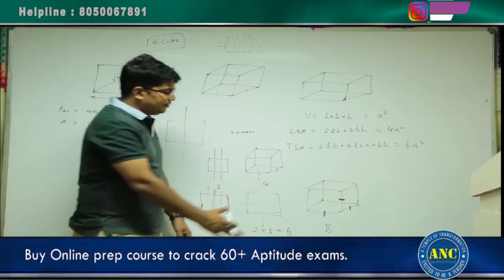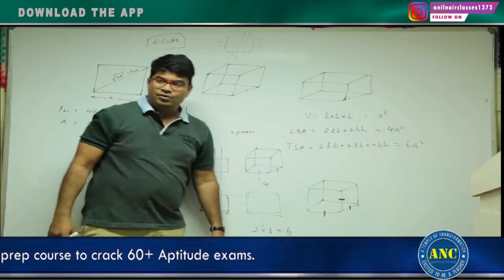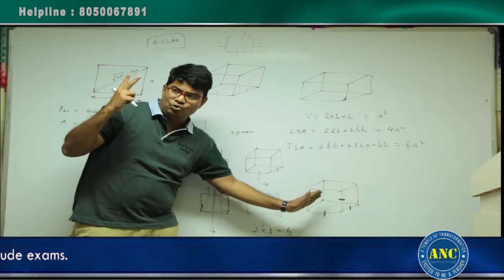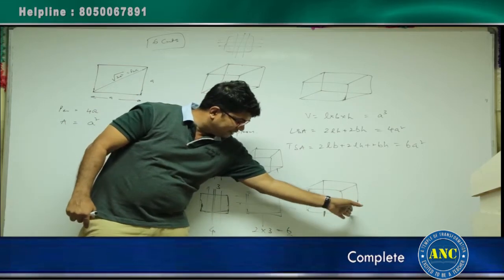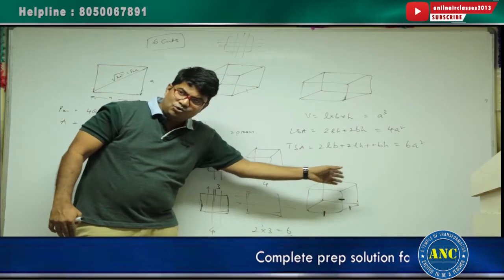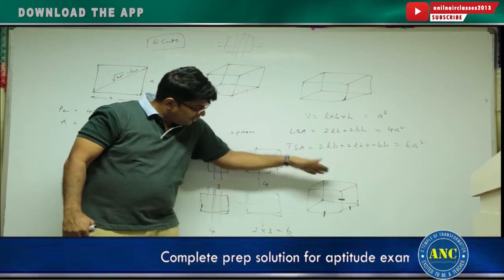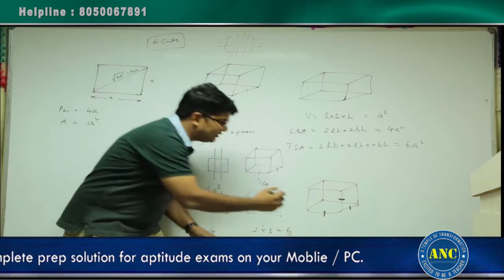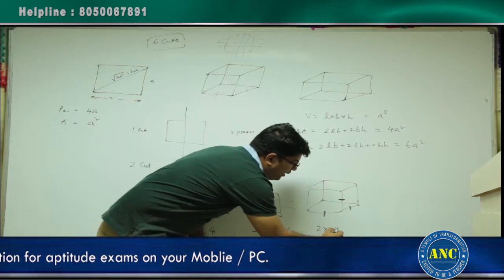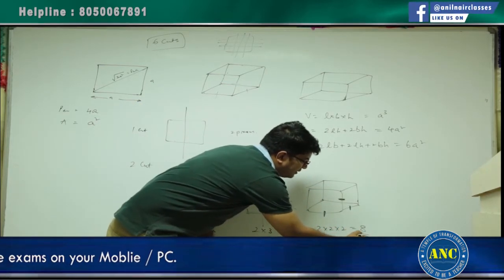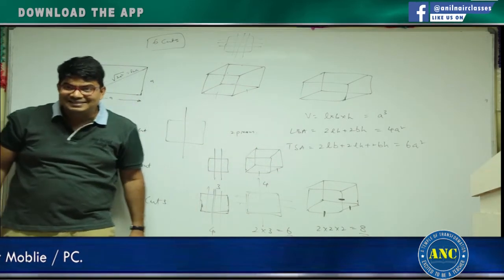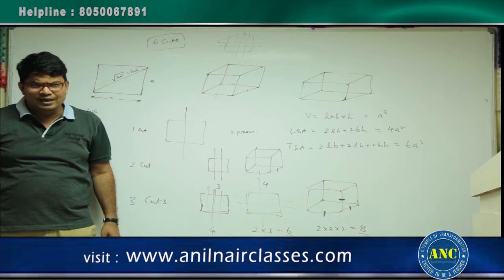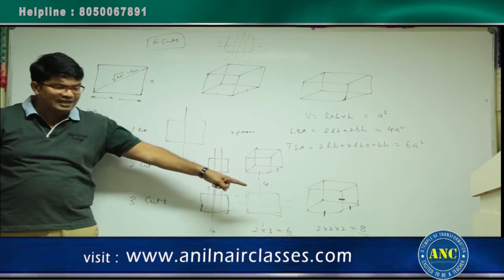How did this 8 come here? When you cut like this, you have divided this side into 2 pieces. When you cut like this, you divided that side into 2 pieces. When you cut like that, you have divided height into 2 pieces. That's the reason it is 2 into 2 into 2. You got 8 pieces. That's the math. Are you with me? Yes. Everyone? Sure, you understand why the 8 has come?